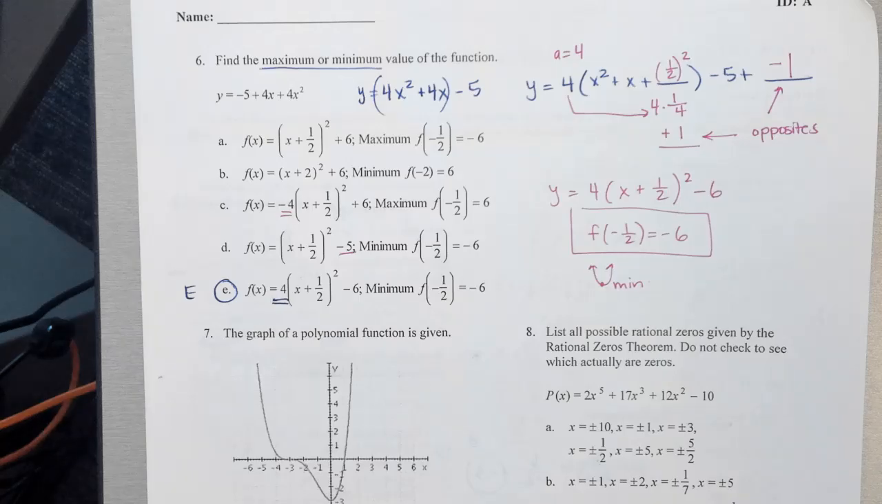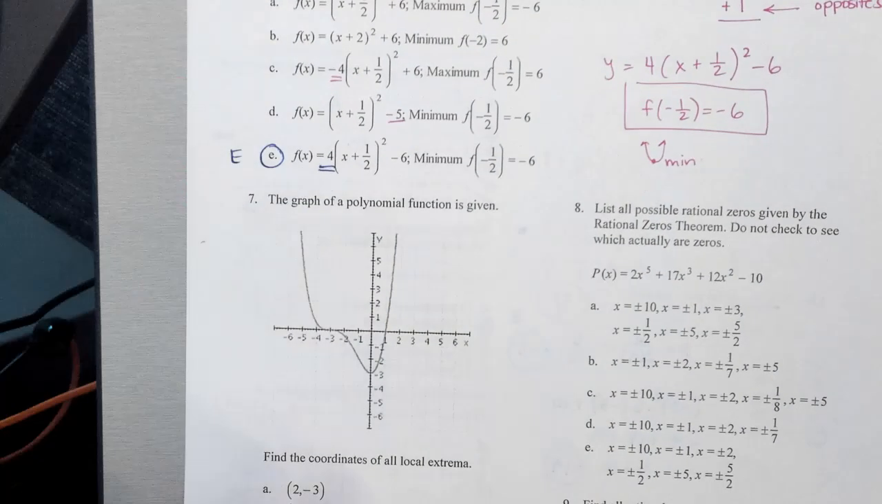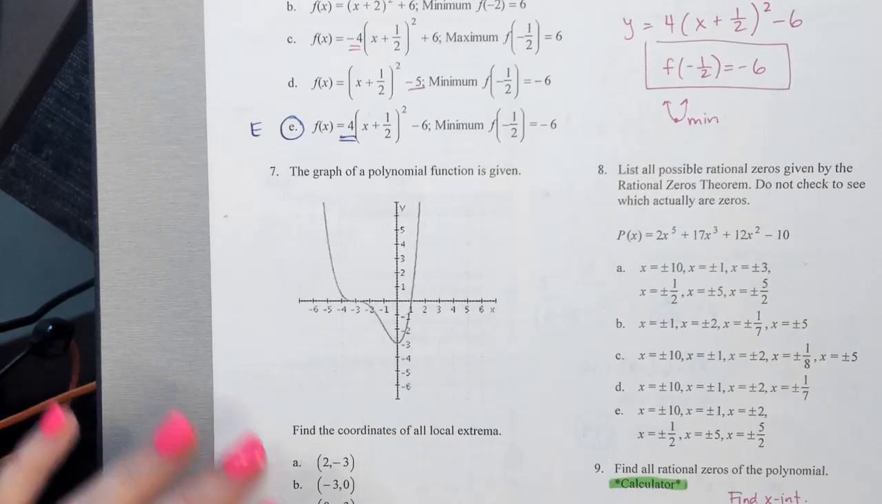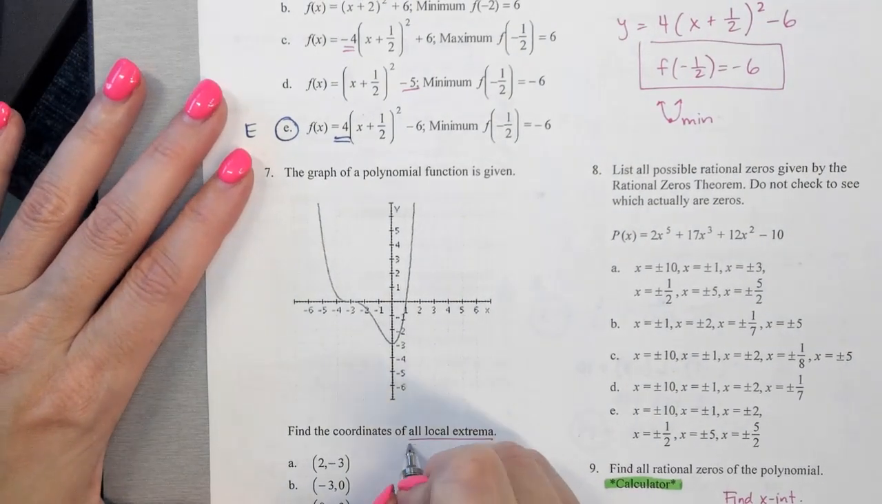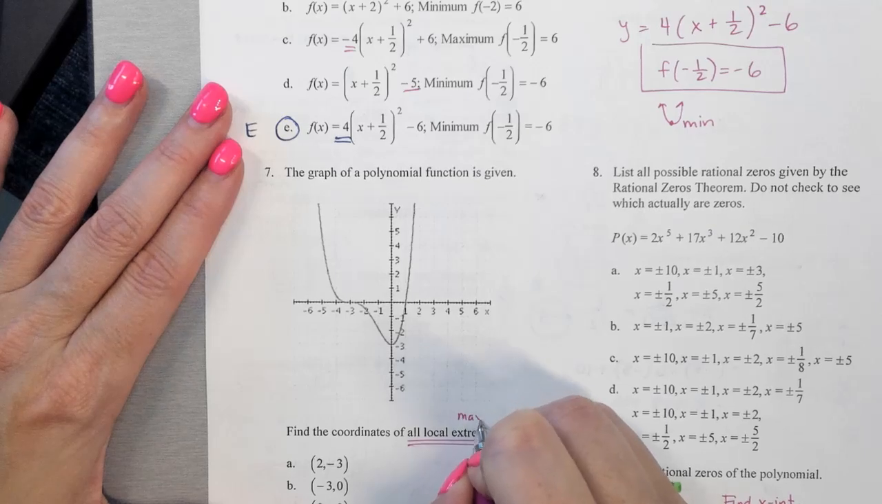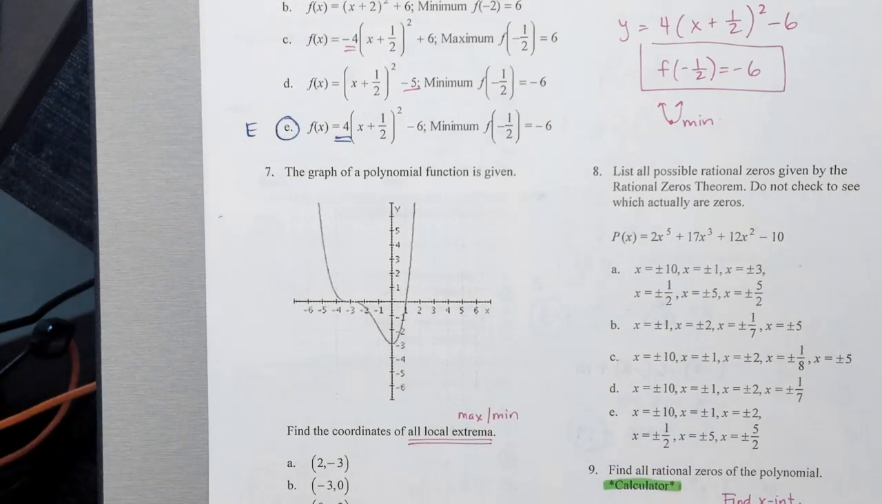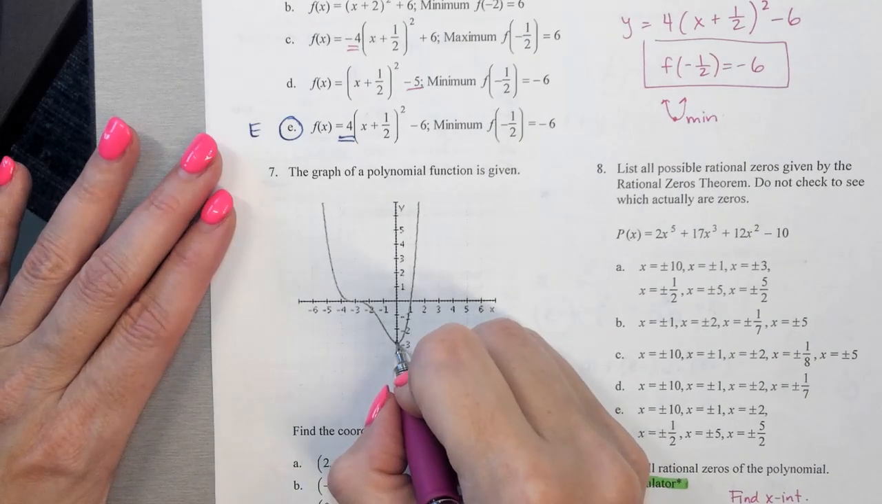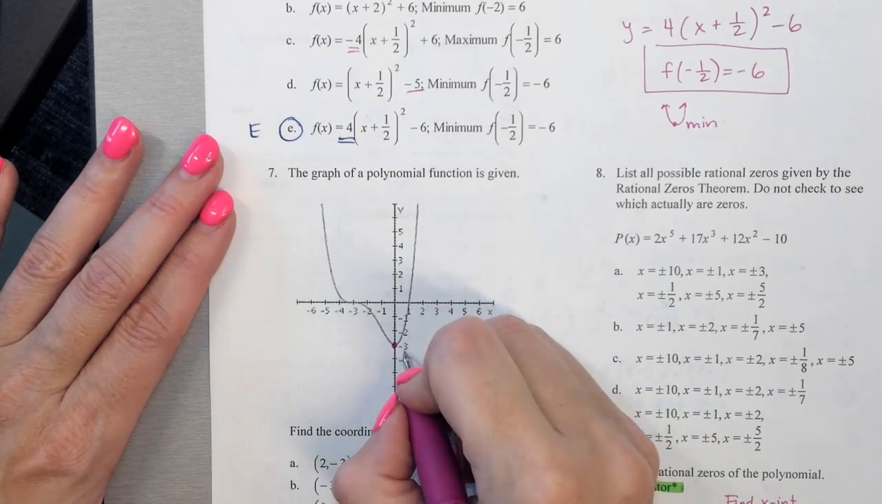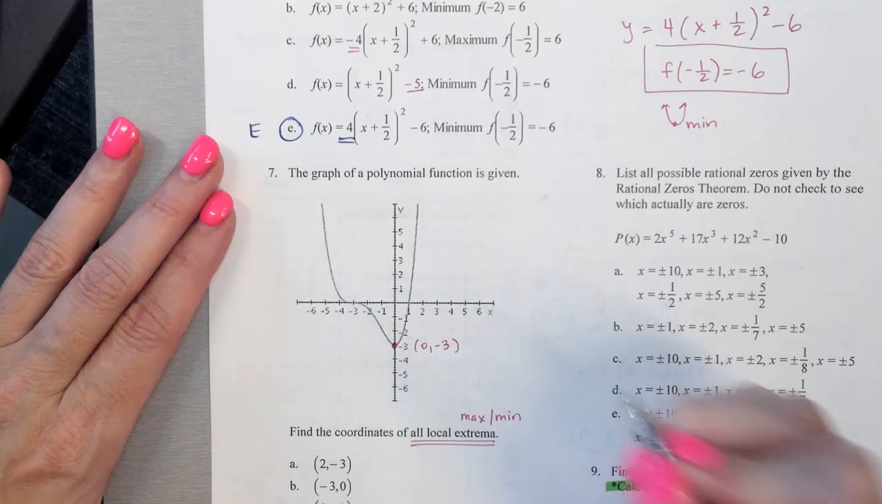All right, let's talk about the vocab that's in 7. So it says the graph of the polynomial is given. Find all the local extrema. Extrema means max and mins. Okay, so there should be kind of a curve there. The only local minimum that you have is (0, −3).